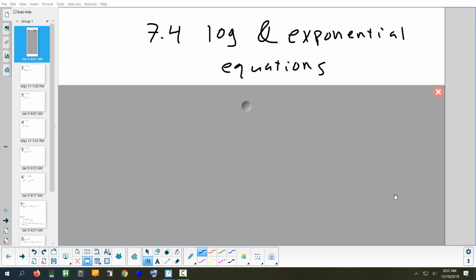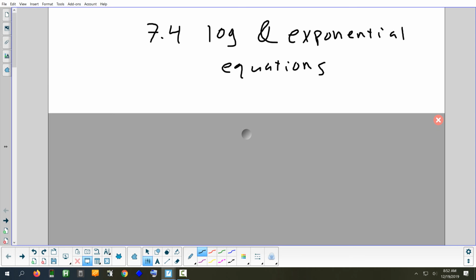The last section on logarithms is 7.4. It basically takes everything that we've learned, the different properties, the rules, combines it all together to solve equations. So the goal today is, pretty much every problem, you want to get a number for the answer. Okay, that's what we're doing. Solving, try to figure out what x is, or whatever the variable is.